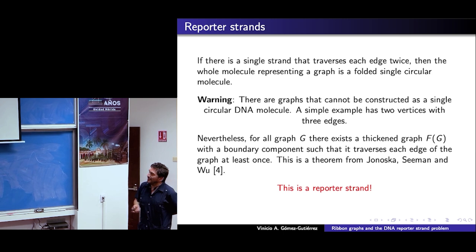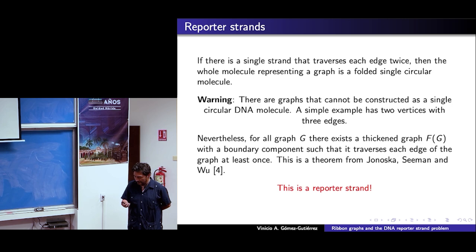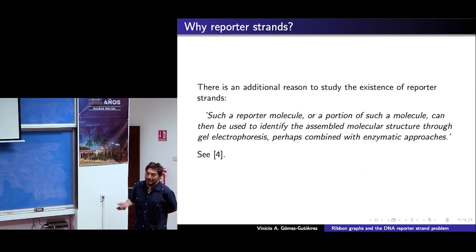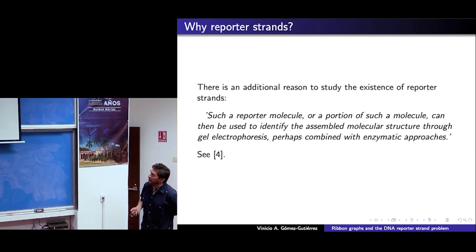Don't worry. Nevertheless, for every graph G there exists a thickened graph with a boundary component such that it traverses each edge of the graph at least once. This is a theorem, and it is named a reporter strand. Why reporter strands? Such a reporter molecule, or a portion of it, can then be used to identify the assembled molecular structure through gel electrophoresis, perhaps combined with enzymatic approaches.